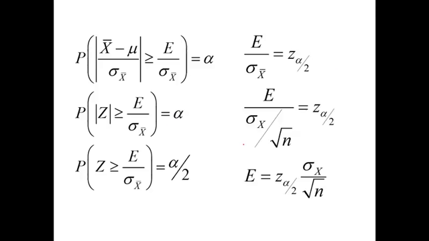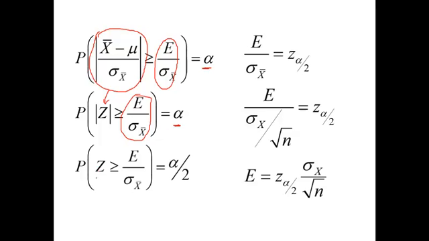Okay, let's flip that around. If we look at the complement, the probability that we're bigger than this, that's going to be alpha. Well, this right here is just z, so the probability that the absolute value of z is bigger than E over the standard error of the mean is alpha.